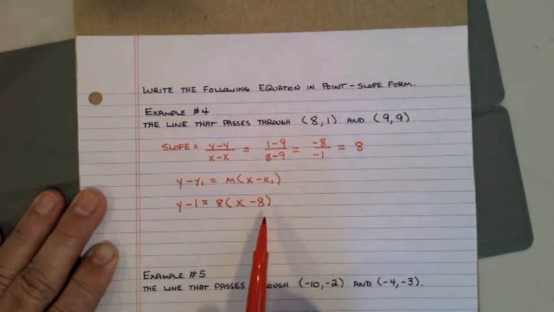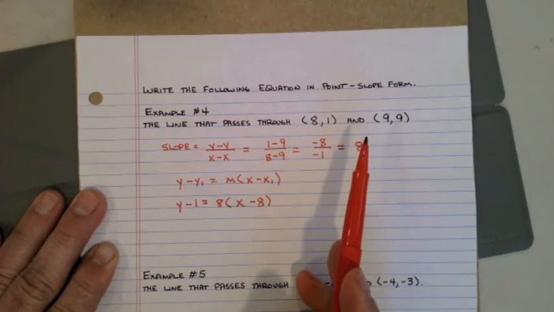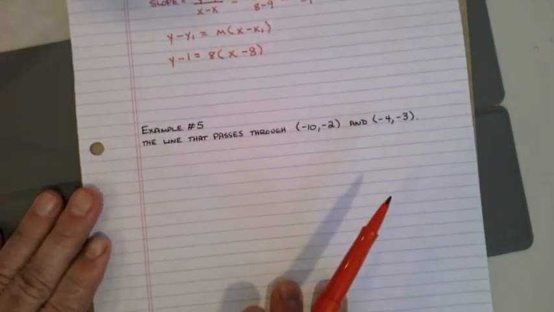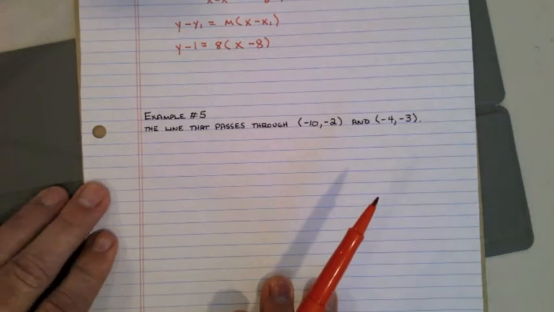This is this equation in point slope form. Now this is easily changed into slope intercept form. This is easily changed into standard form. Let's do one more like that.